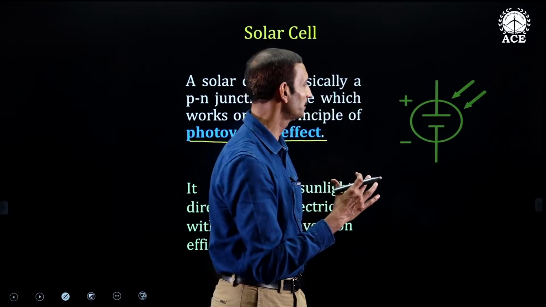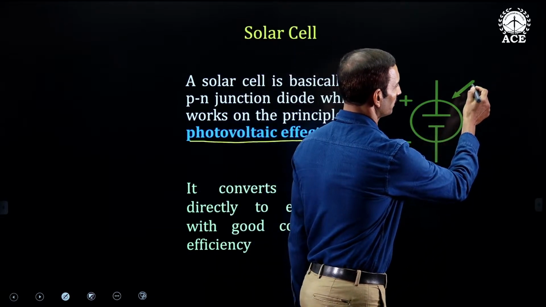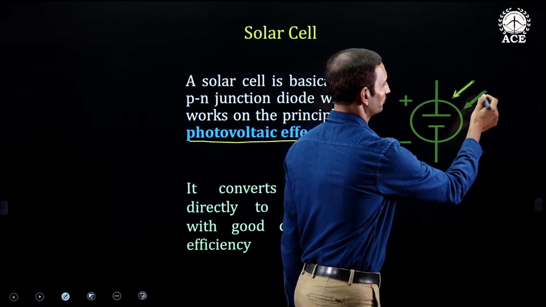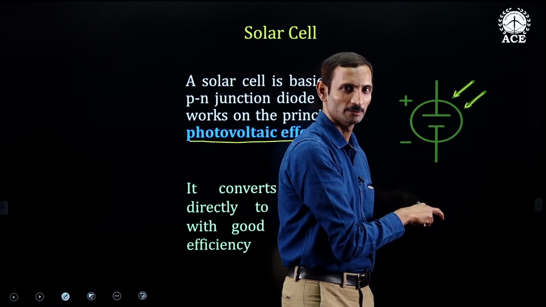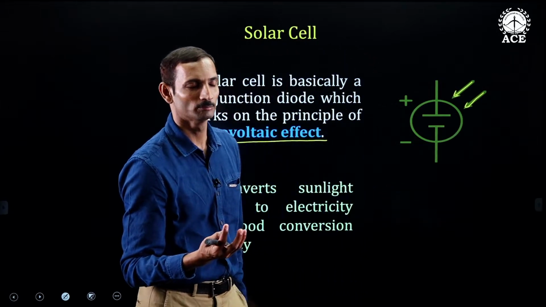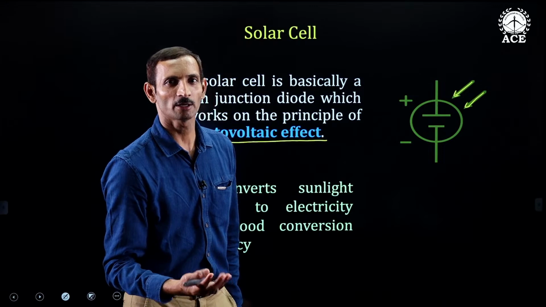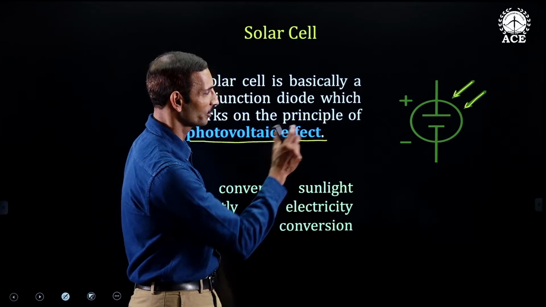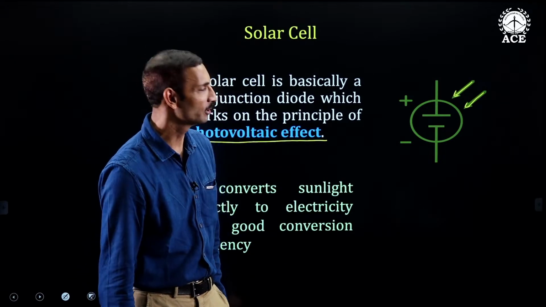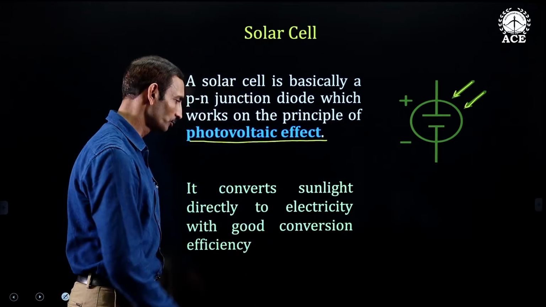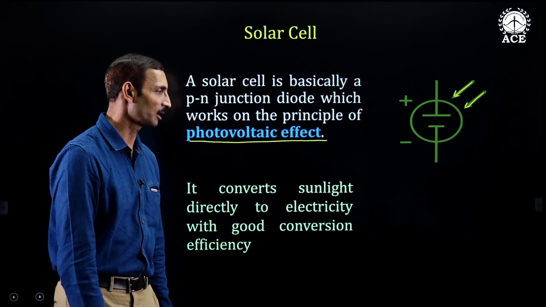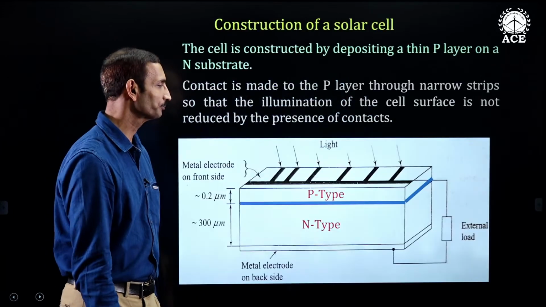That is the symbol, the notation of a cell. Now this one is about light. It shows that light is falling on this cell, automatically making it produce current or electricity. So that is how you understand the solar cell symbol and notation. It is the one that converts sunlight to electrical energy, right? How it does, we'll see.